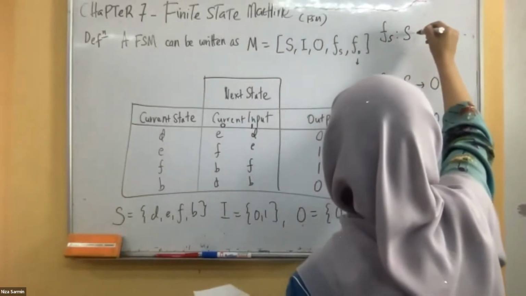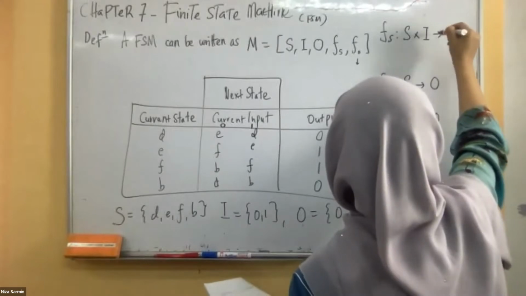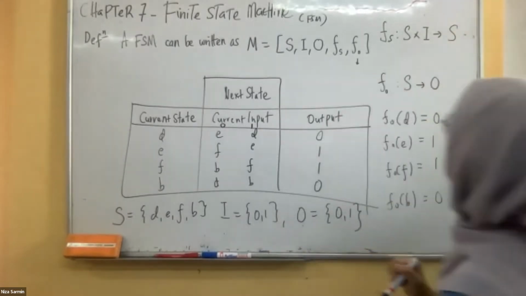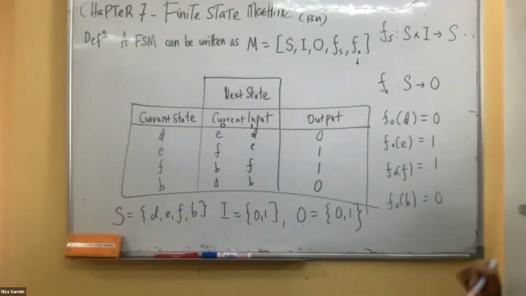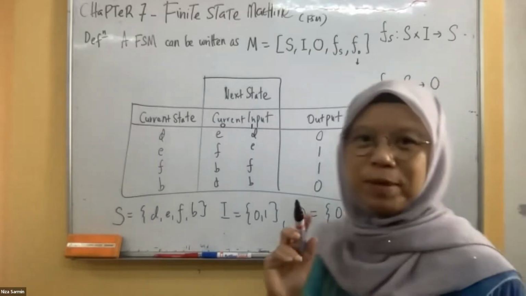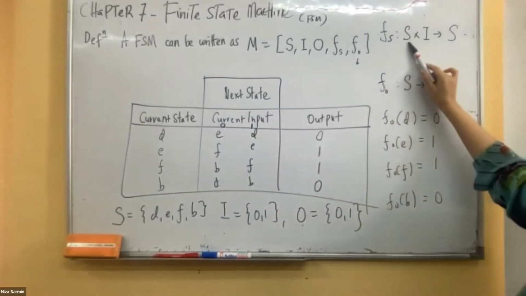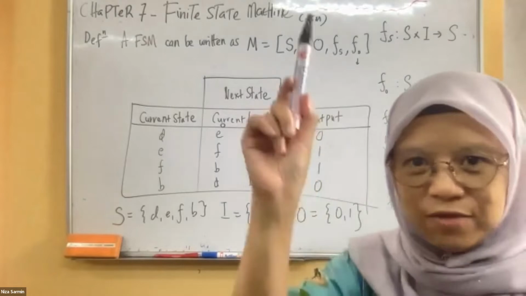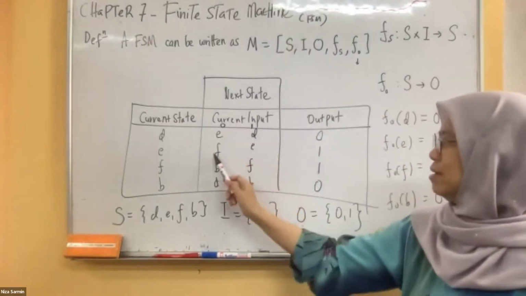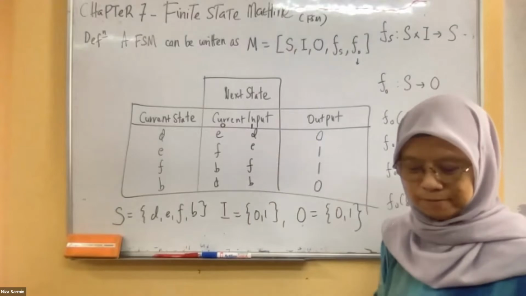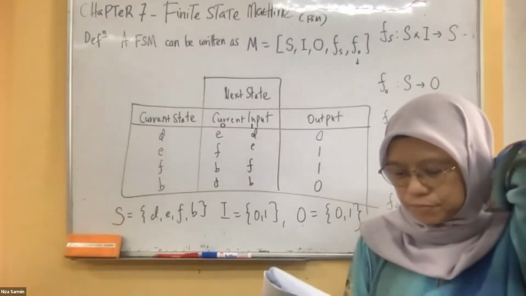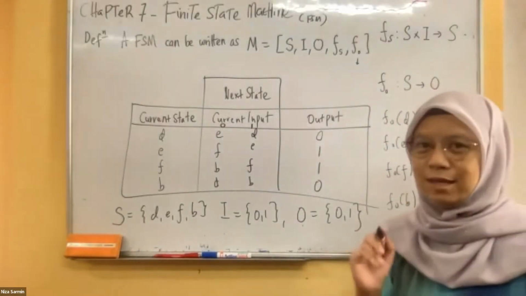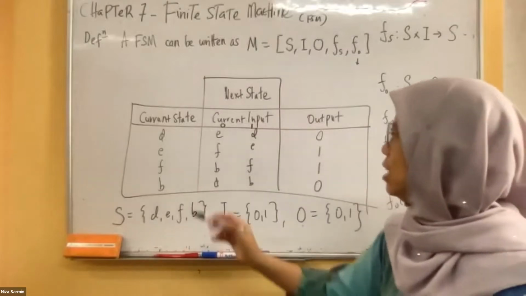Fs from S cross I to S. So you will have how many? There is 4 here, there's a 2 here. So 4 times 2 will be 8. So you will have 8. And you will have this 8. Okay? And it's in the notes. I'm not gonna rewrite everything, but I will say it and show it.